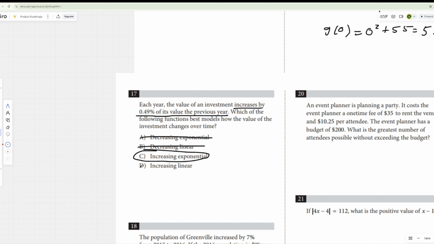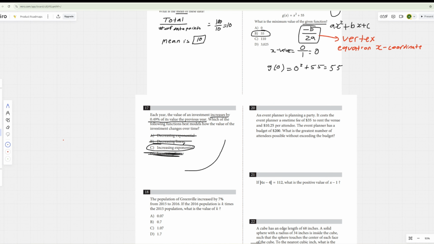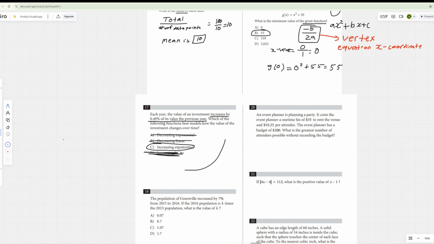It's going to be C, because the slope is always changing. In a linear equation, the slope is constant. It's just a constant value. Exponential looks something like this. The slope is always changing. And so is this. It's the previous year, right? That's how you think about it. That's how I would think about it, at least.